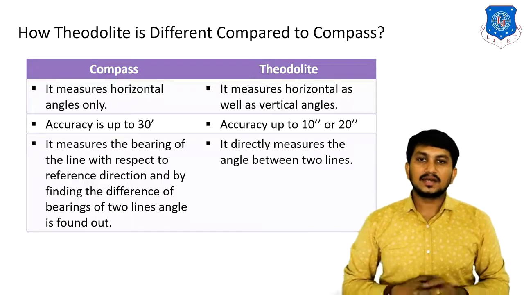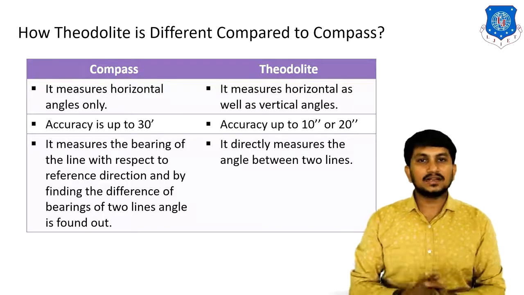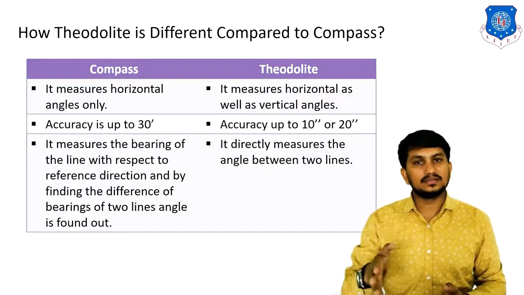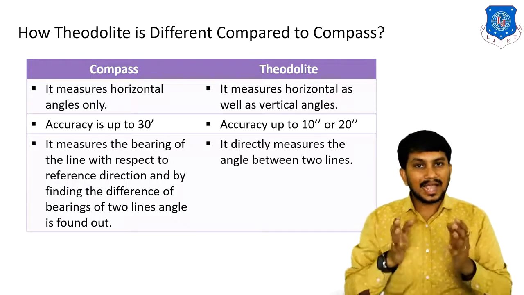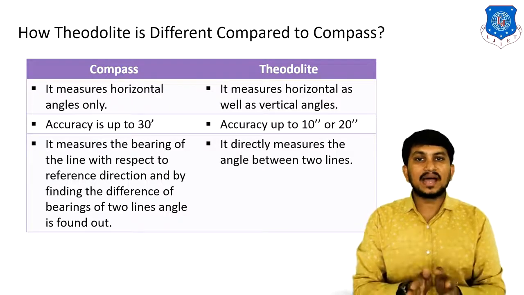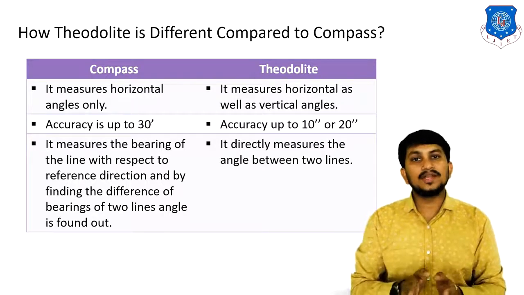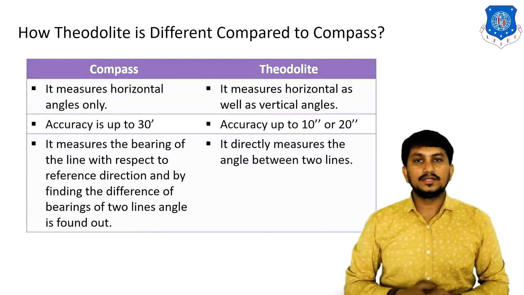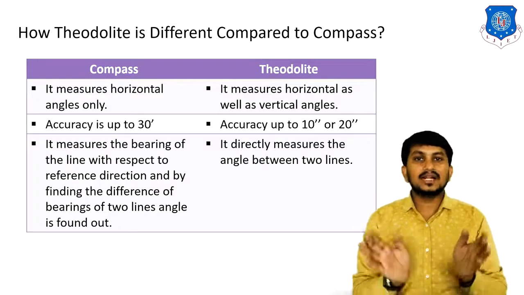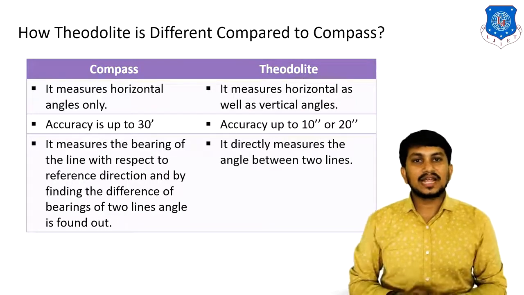And the third, compass measures the bearing of the line with respect to some reference line, which is called meridian line. The angle between two lines can be measured by taking the difference between the bearings of these two lines, while theodolite directly measures the angle between two lines.